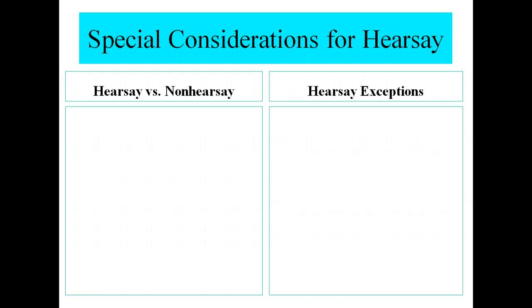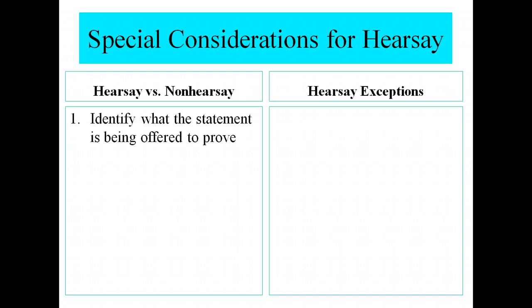When you're taking multiple choice questions on hearsay, there are some special things to think about. In particular, if one of the possible answers is that it is non-hearsay, in other words, it's an out-of-court statement that's not offered for its truth, you need to take care to identify what the statement is being offered to prove. Remember, what the statement is offered to prove often determines whether the statement is hearsay or not hearsay. So you should underline or circle that part of the question so that you're crystal clear on it.